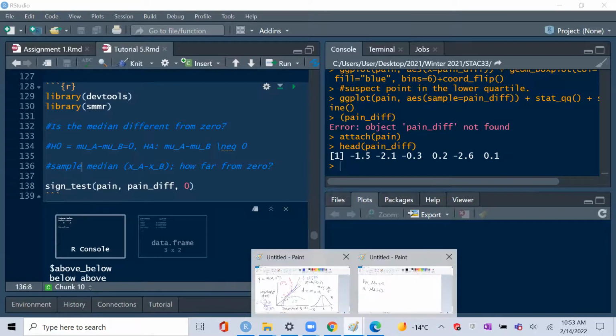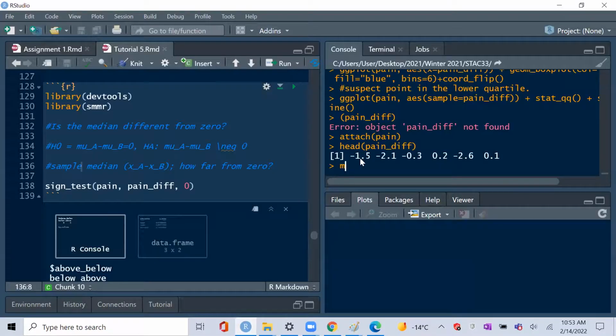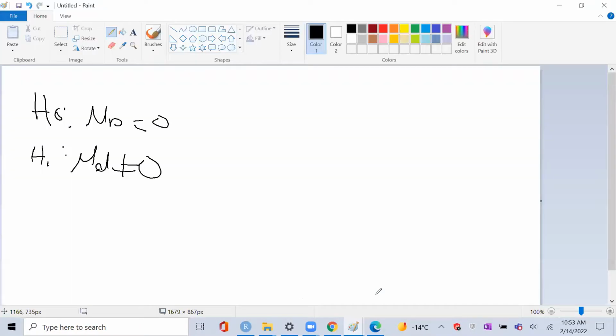So now I'm looking at a difference of 0. So maybe I could put a formal task, right? If I'm just going to take a mean of the pane diff, the mean of pane diff is negative, right? So I'm going to change the test a bit to the following. The mean of the pane diff is negative.